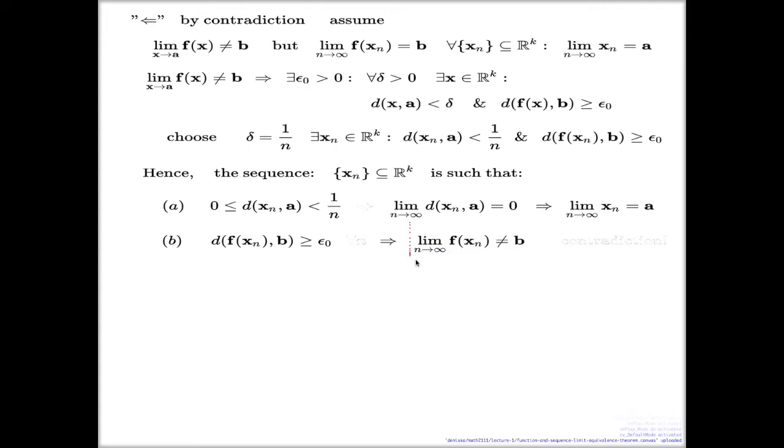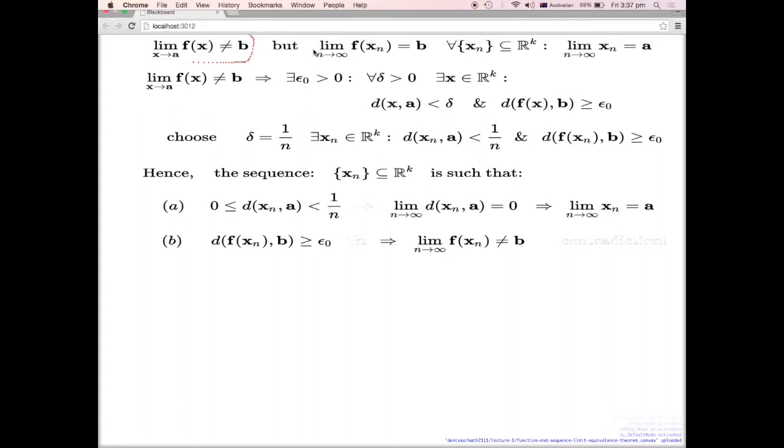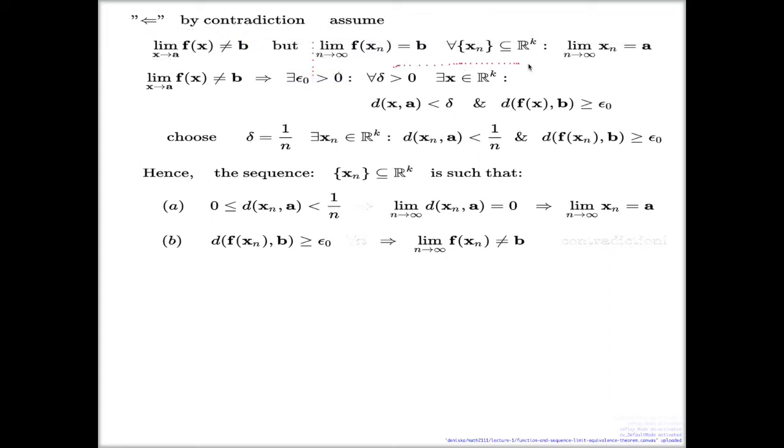Because for the limit to be b, this must also go to 0, and it doesn't because of this epsilon. And that is my contradiction. Look at this. I started with the assumption that the limit doesn't equal b, and I constructed a sequence which violates this part of the contrary assumption. I constructed a sequence which on one hand converges to a, but on the other hand, f of that sequence does not. And that's why this opposite step is also true.